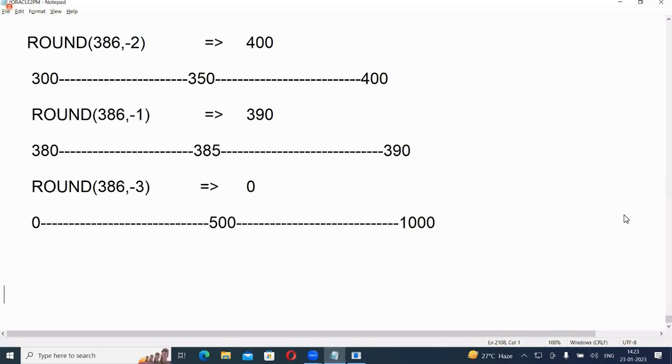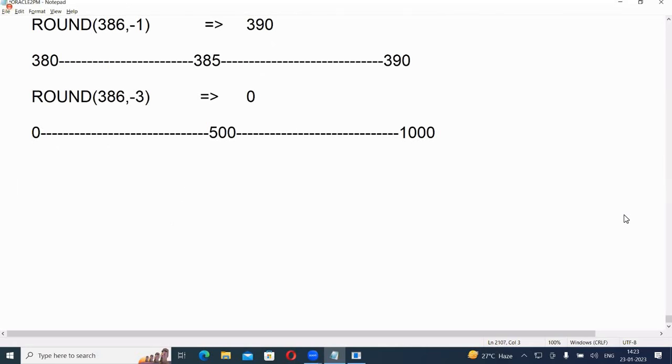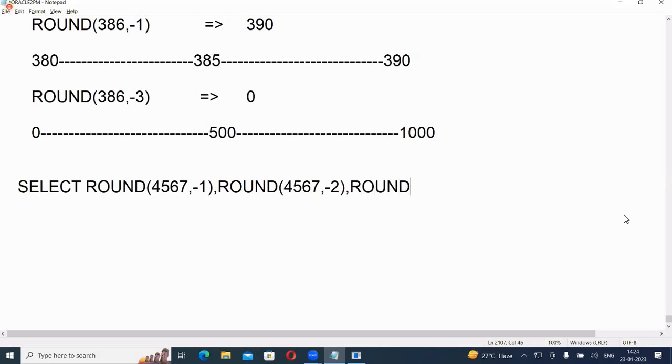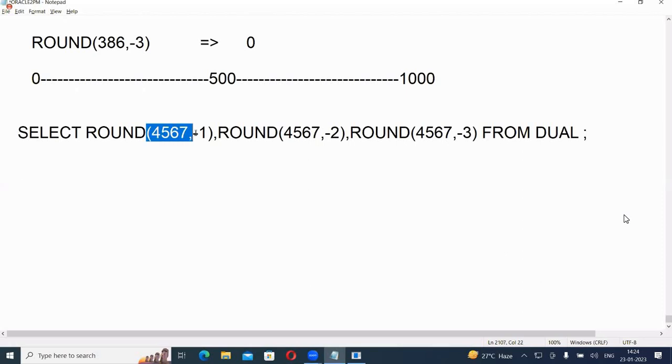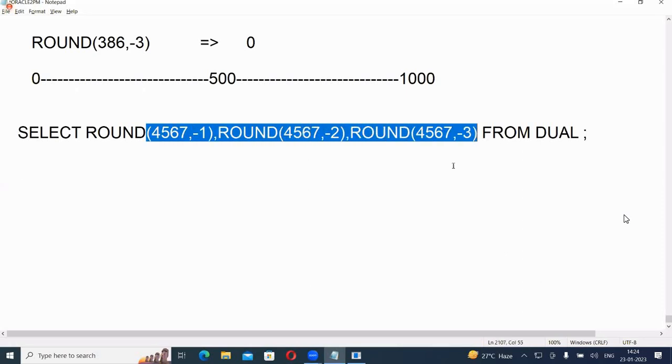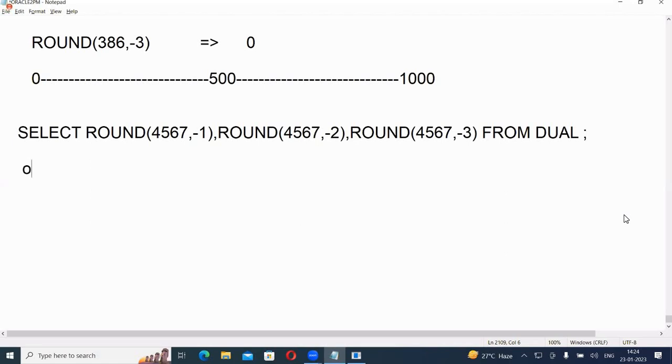One question is asked like this. Select round of 4567 minus 1, round of 4567 minus 2, comma, round of 4567 minus 3 from EMP, from dual. 4567 minus 1, 4567 minus 2, 4567 minus 3. Then tell me, what is the output?